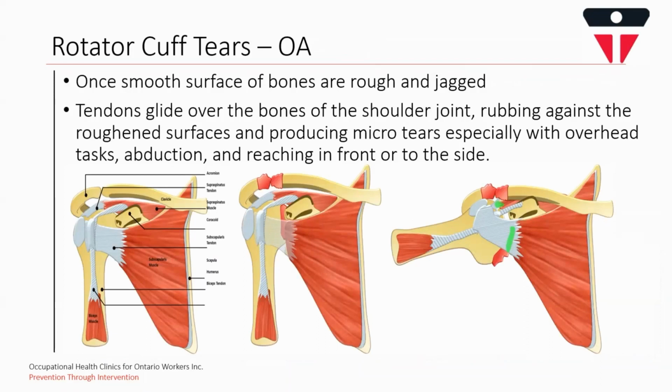One of the main factors for this is osteoarthritis. The once smooth surface of the bones, such as the acromioclavicular joint, become jagged and rough with osteoarthritis. The tendons glide over the bones of the shoulder joint, rubbing against the roughened surface, and produce micro tears, especially with overhead tasks, abduction, and reaching in front or to the side.